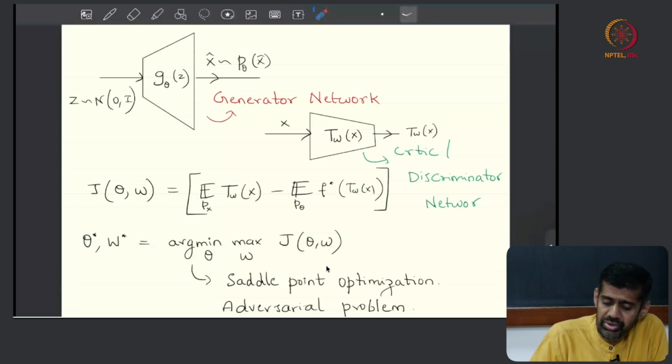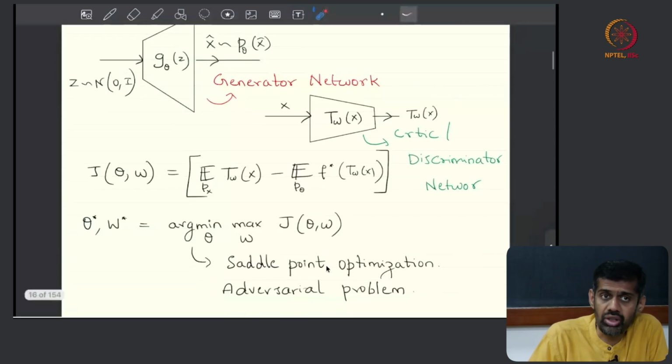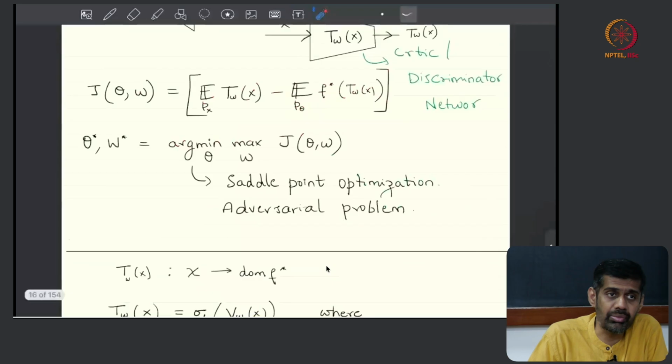So now the problem is, this is the objective function, which has two expectations. Remember, our whole point was to convert that f divergence into an expectation over distributions that we have sampled from, so that we can approximate those expectations using sample averages. That was the whole point. Now the objective function has the difference between these two expectations. One is an expectation over Px, the other is an expectation over P theta.